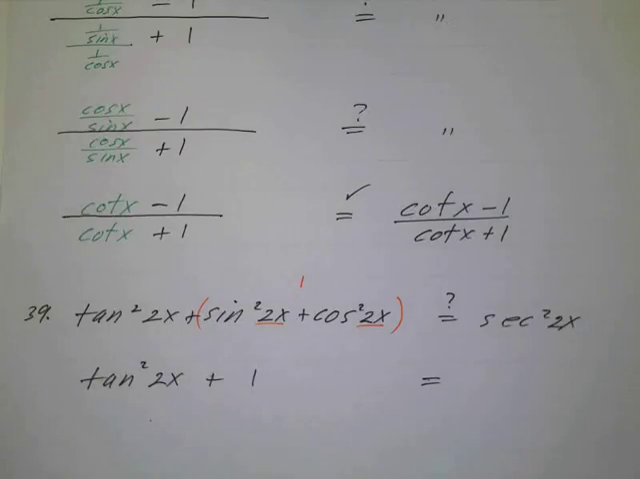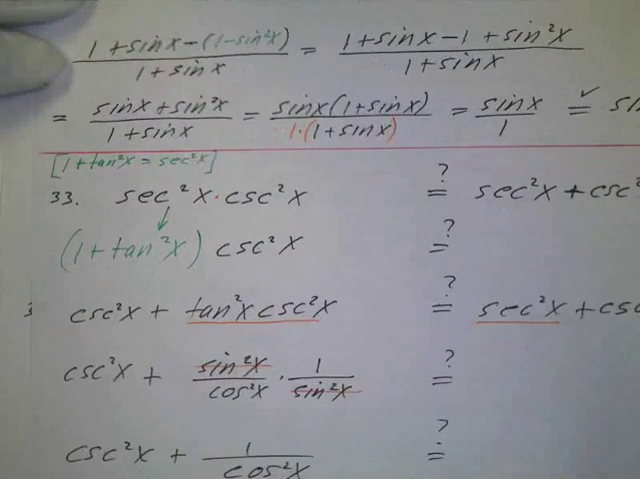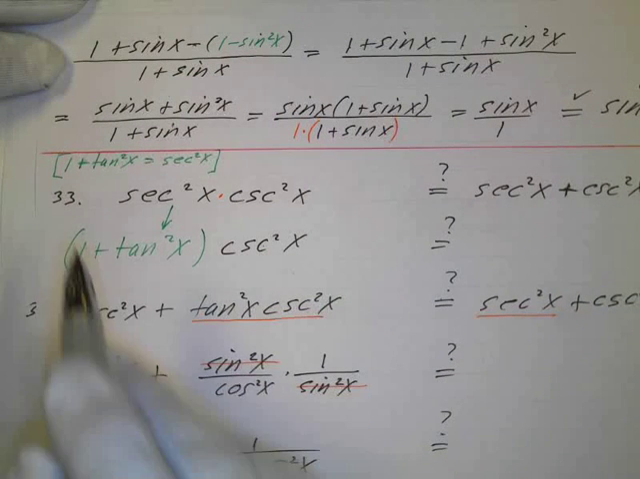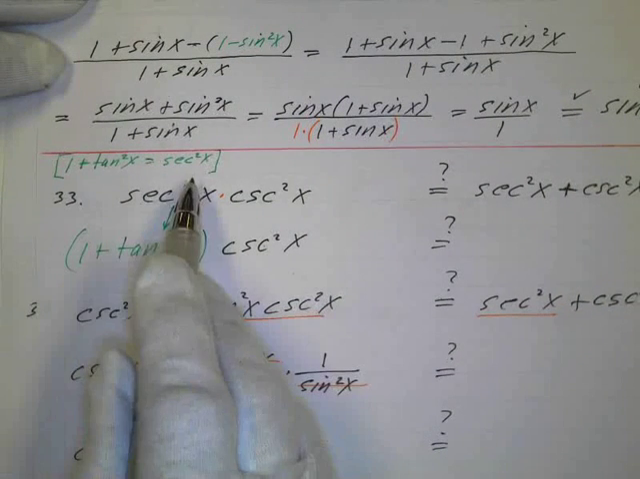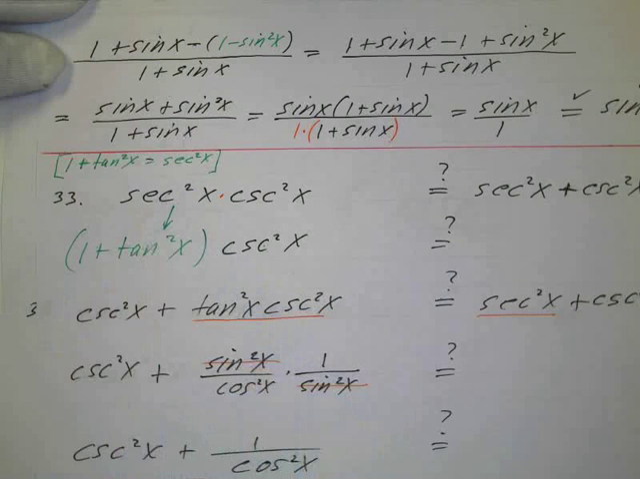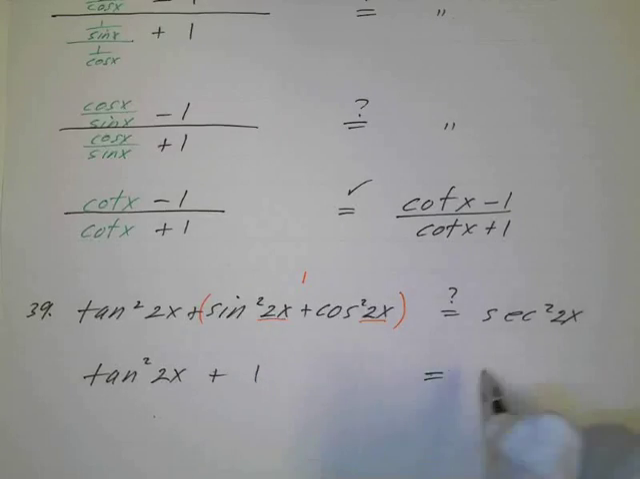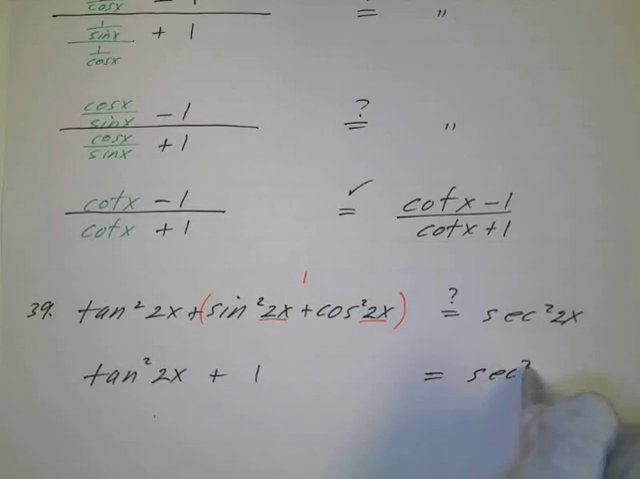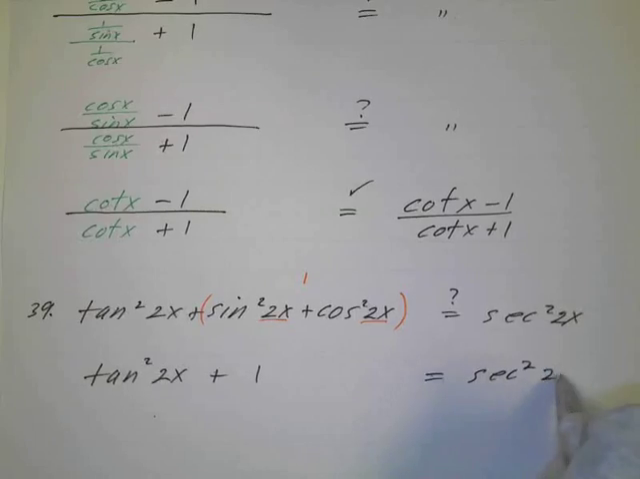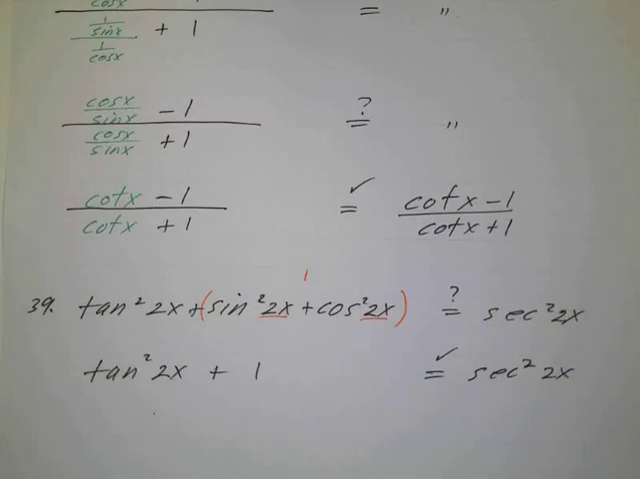If we go back here and we talked about that, I'll bring it back here in number 33. I wrote it right there. 1 plus the tangent squared equals the secant squared. All right? That was one of our Pythagorean identities, which is easy enough to derive from this if you don't remember it. So that definitely equals the secant squared of 2x. So that's a check right there. So that was a nice one. Nice and easy. Okay? So that worked out.